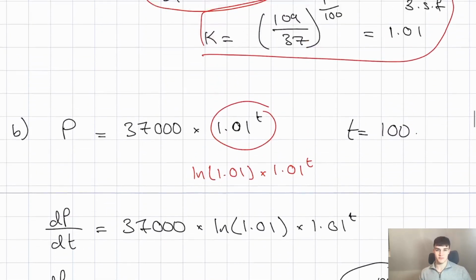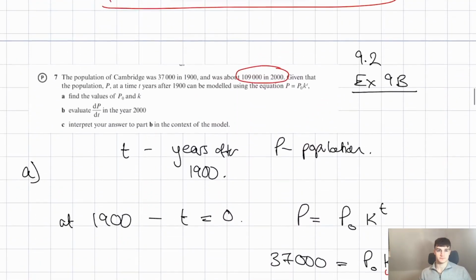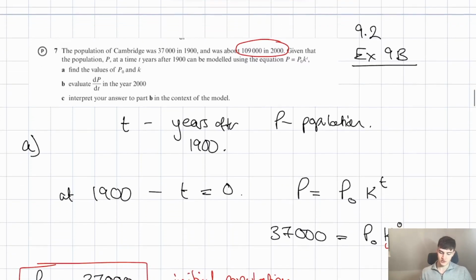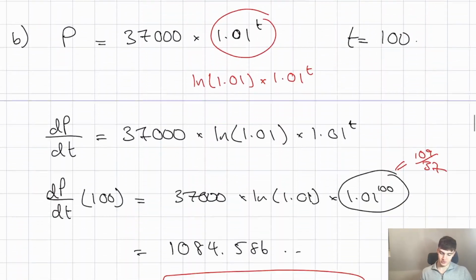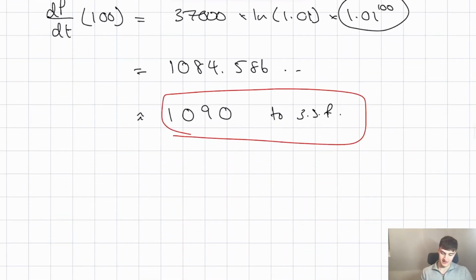So continuing. Interpret your answer to part B in the context of the model. So what is our model? Our model is modelling population growth. So P is equal to P naught K to the T.